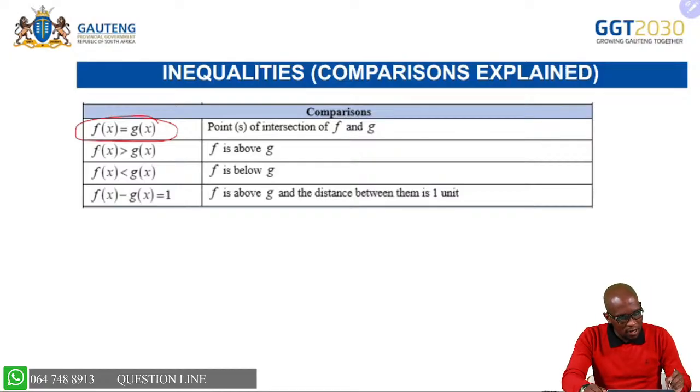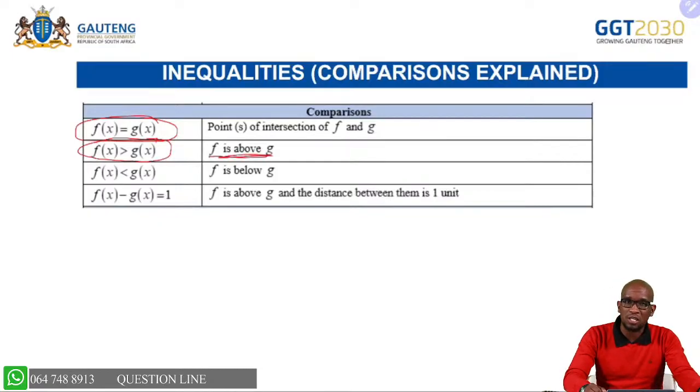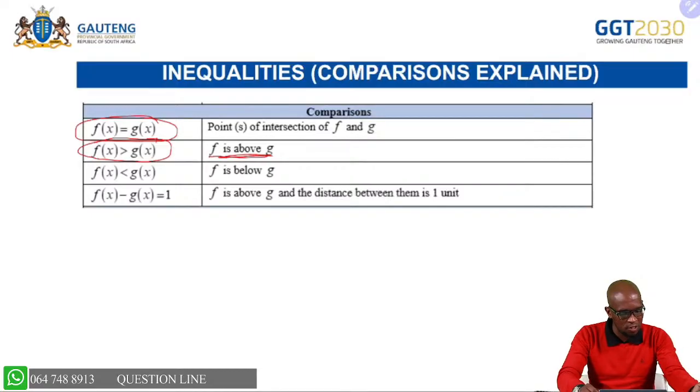Now we have f of x above g of x. That is where f should be above g. F of x greater than g of x, it means f is above g. And f of x less than g of x, it means f is below g.